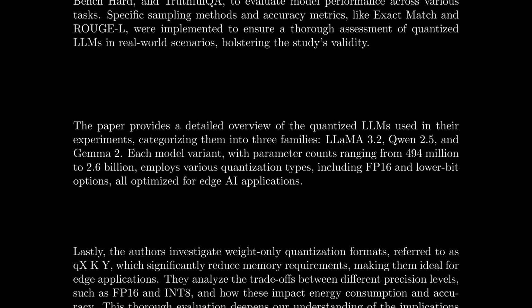The paper provides a detailed overview of the quantized LLMs used in their experiments, categorizing them into 3 families: Llama 3.2, Qwen 2.5, and Gemma 2. Each model variant, with parameter counts ranging from 494 million to 2.6 billion, employs various quantization types, including FP16 and lower bit options, all optimized for edge AI applications.